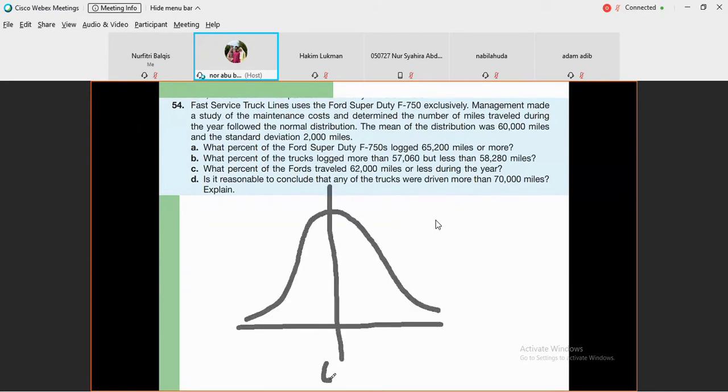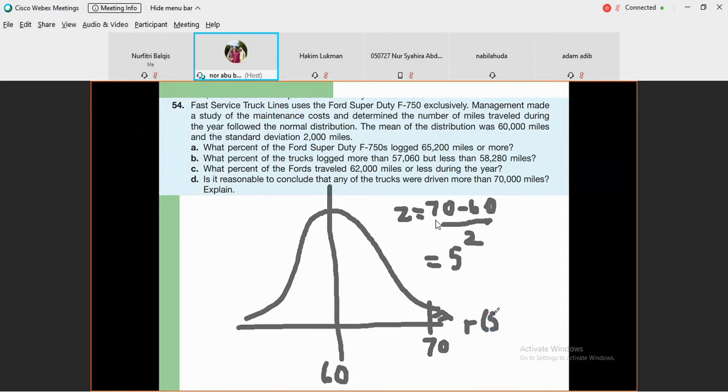If this is 60, then 70 should be probably at the very end of the tail, right? So this is 70. Okay, jadi awak pun cari Z: 70 tolak 60,000 and then divide by 2. Okay, berapa jawapan ni? 5 kan? 5. Yeah.